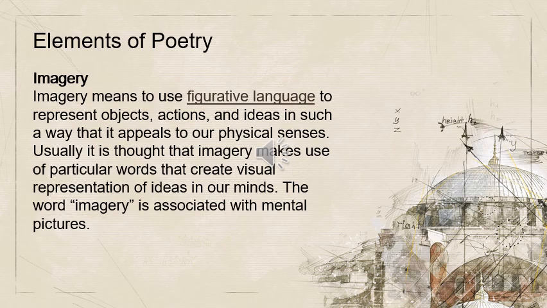The next one is elements of poetry. Imagery. Imagery means to use figurative language to represent objects, actions, and ideas in such a way that it appeals to our physical senses. Usually, it is true throughout that imagery makes use of particular words that create visual representation of ideas in our minds. The word imagery is associated with mental pictures.